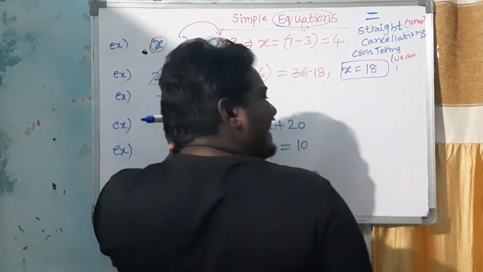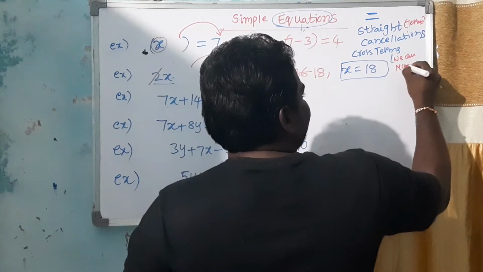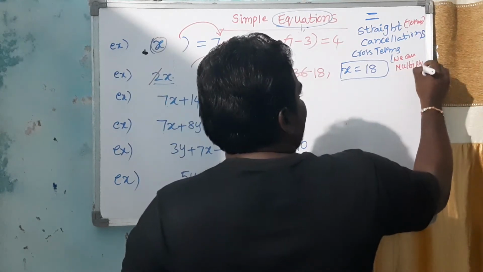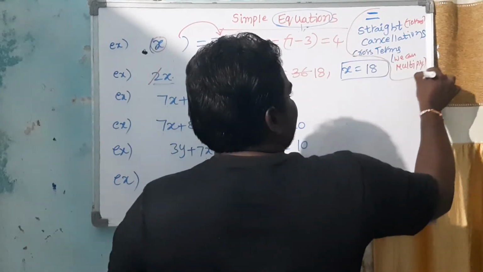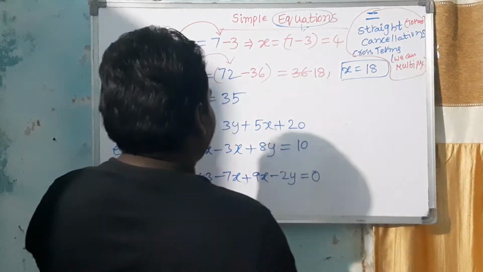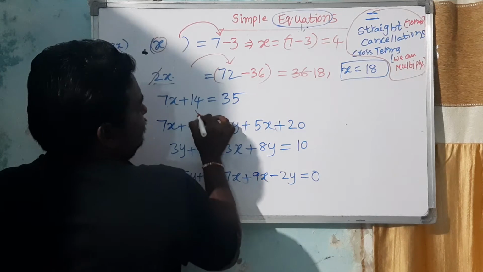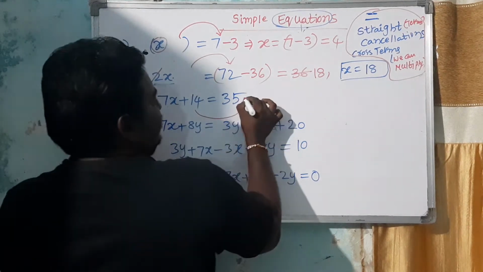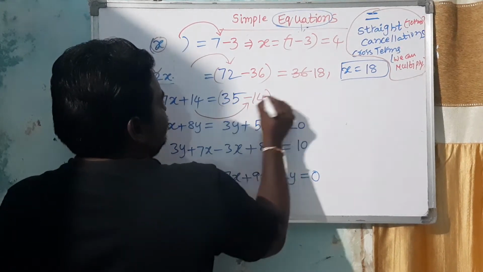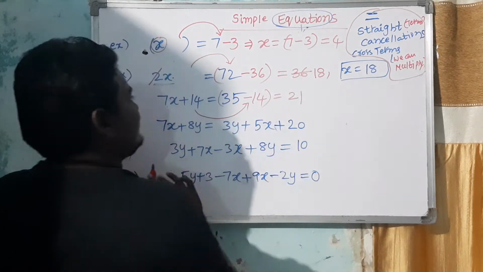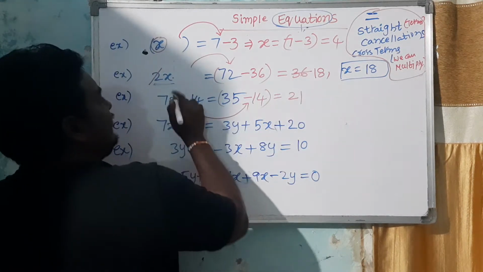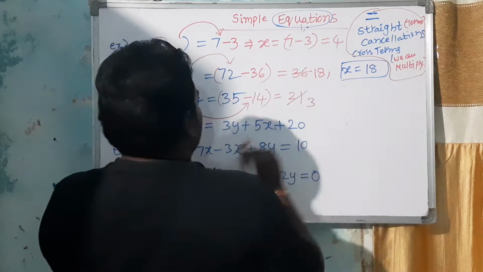Combinedly called straight cancellation, cross multiplication. How to solve this question? Transform this 14 to this side. 35 minus 14, which is 21. 7x equal to 21. Cancel 7 threes. x equal to 3.